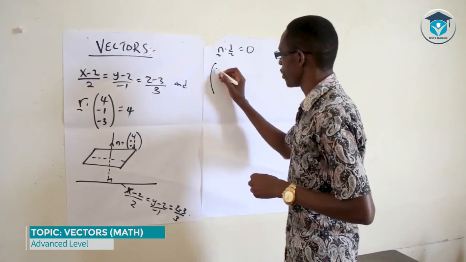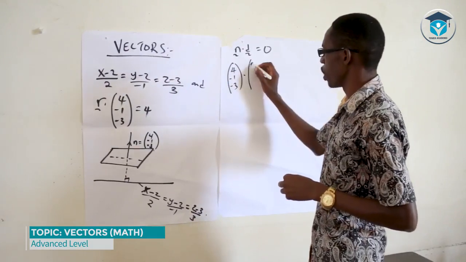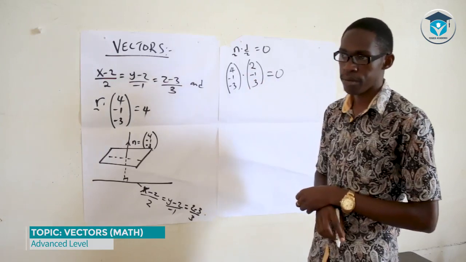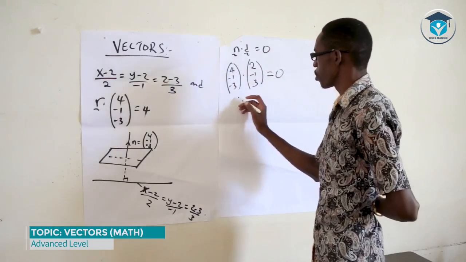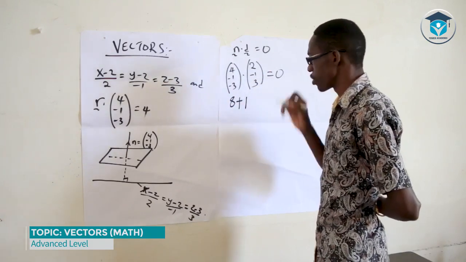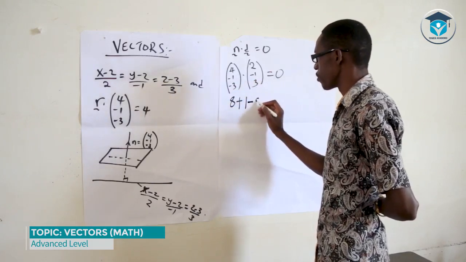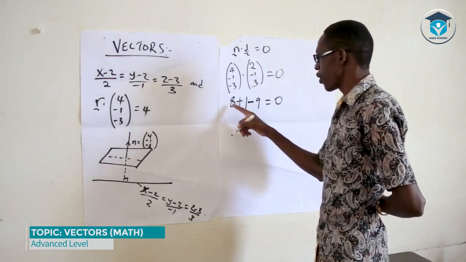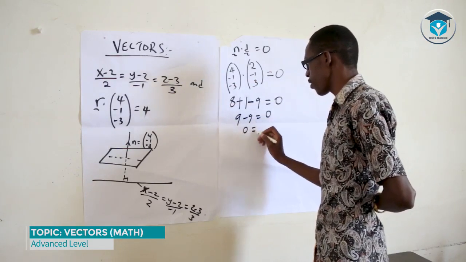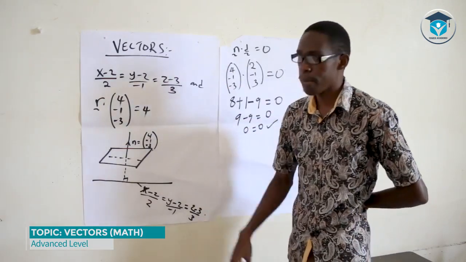Our normal is (4, negative 1, negative 3). I dot it with (2, negative 1, 3). This should give me a 0. How? 4 times 2, I get 8. Then plus negative 1 times negative 1, you get a positive 1. Then negative 3 times 3, I get negative 9. Now when you add 8 plus 1, you get 9, minus 9 gives you 0, implying that 0 equals 0. Therefore, these two are parallel.